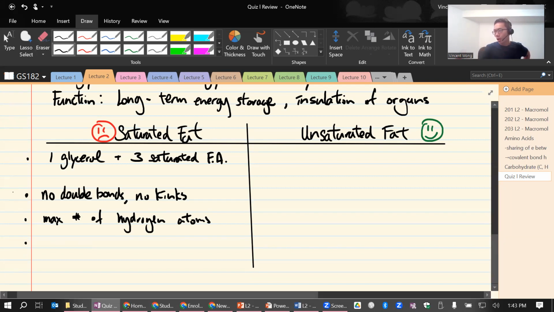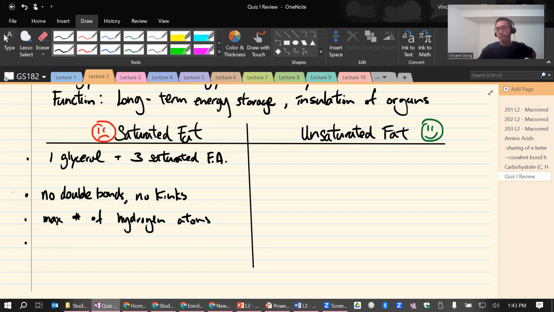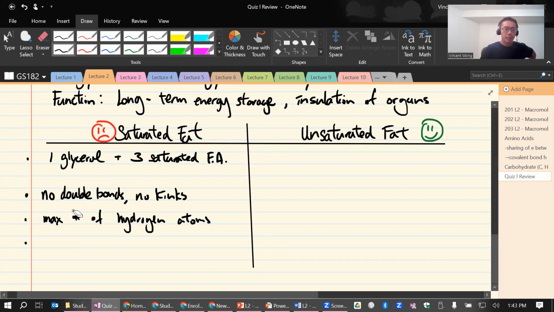Are these solid or liquid at room temperature? Solid. They are mostly solid because they pack closely. Solid at room temperature. Most of them are animal derived. Okay, e.g. butter, lard.